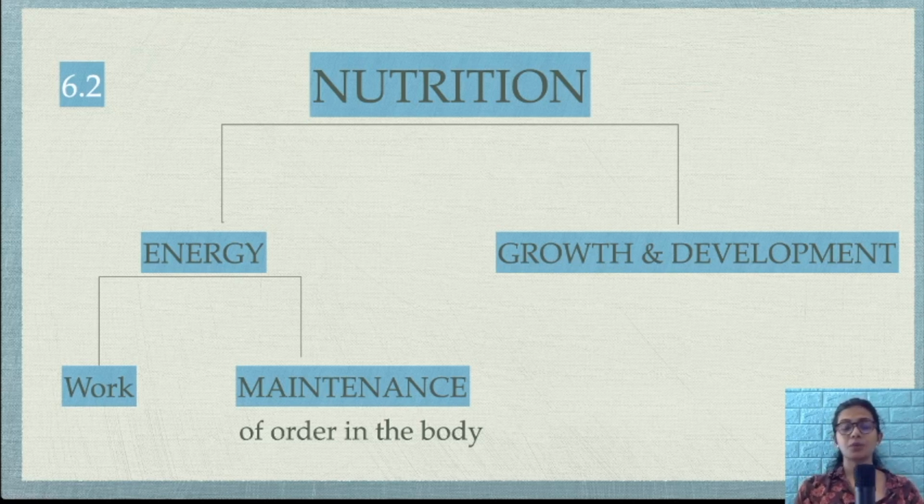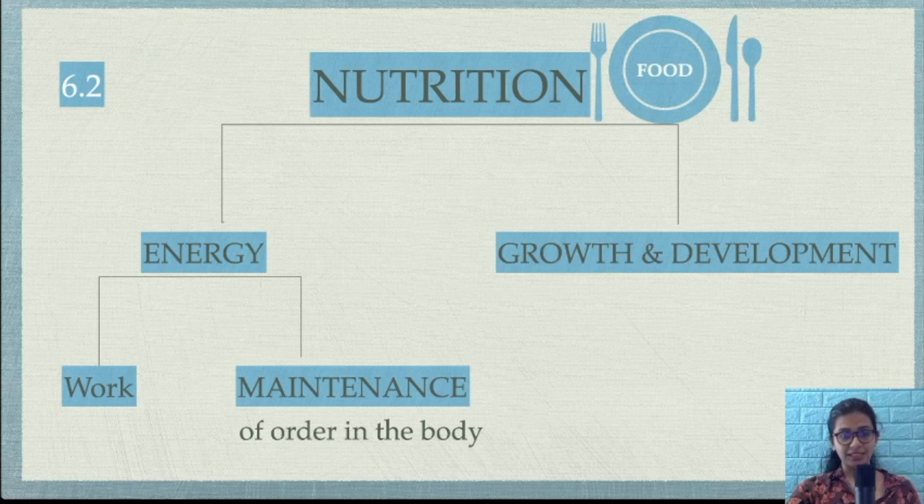Now another way nutrition is used by organisms is for growth and development. That means this nutrition provides certain raw materials that can be used for building up the body so that it grows and it develops, right? So these are the uses of nutrition for the organism, and this nutrition is nothing but the food that we eat, right? Or food that every organism eats or takes in.